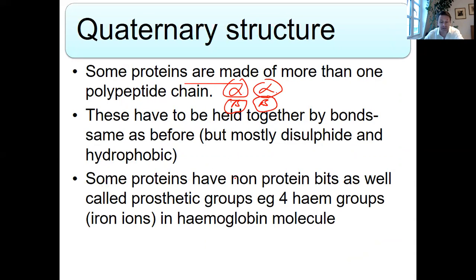Some proteins have non-protein parts called prosthetic groups. So for instance, you have the heme groups in the hemoglobin molecule. Those are referred to as being prosthetic groups.